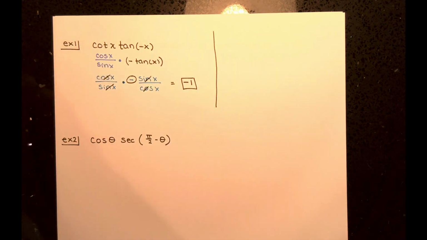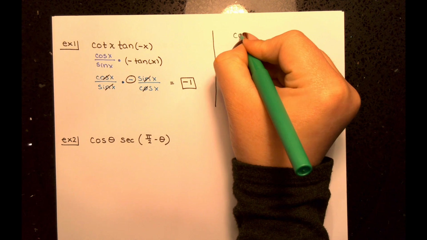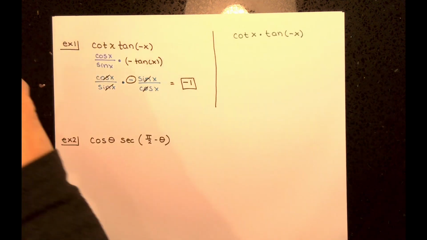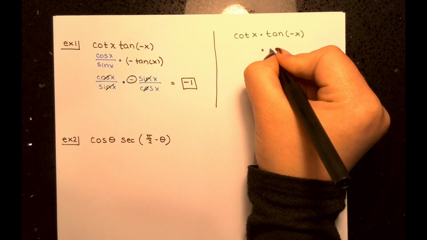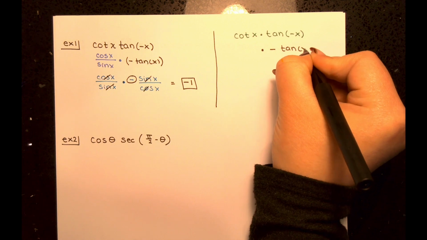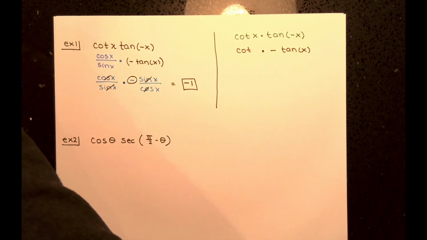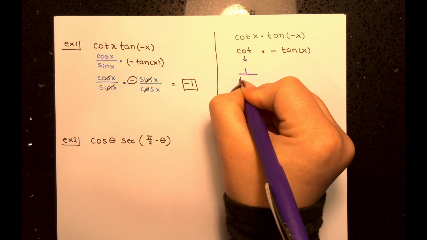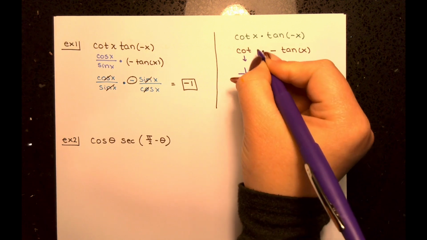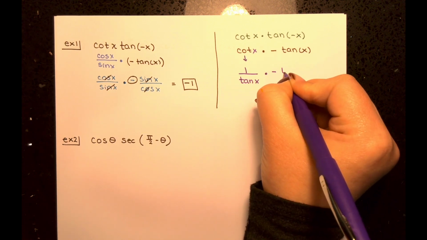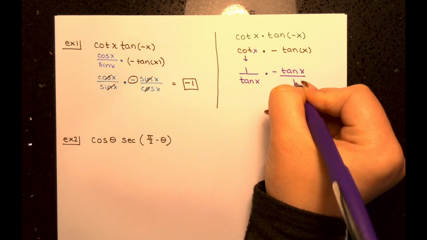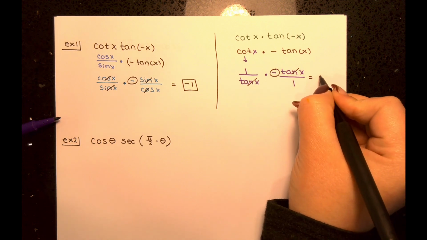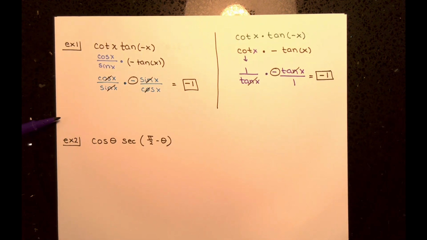If you wanted to redo this question using the reciprocal, it's bothering me, so I'm going to do it. You're still going to have to evaluate that tangent. Tangent still becomes negative tangent of x. We have that cotangent, and we know that cotangent and tangent are reciprocal functions. So I'm going to rewrite this as 1 over tangent of x times negative tangent of x over 1. And like before, tangents cancel. They divide out, and you're left with negative 1 as your answer.